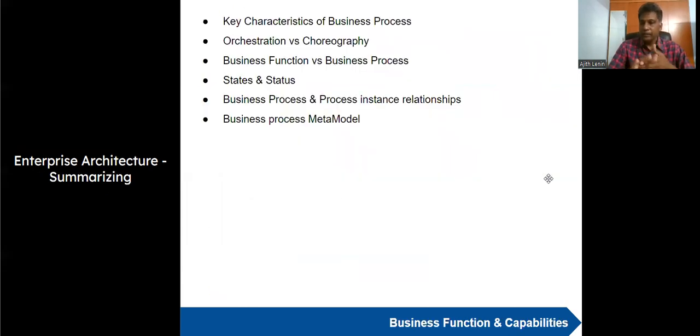Summarizing, we looked at the key characteristics of business process. We looked at orchestration versus choreography, what a business function and a business process are, and how we classify them. We looked at states and statuses, and also the different relationships, and then the meta model for that. In the next video, we'll go a little deeper into business function and capabilities. Thank you.